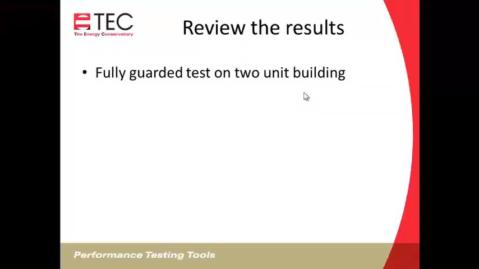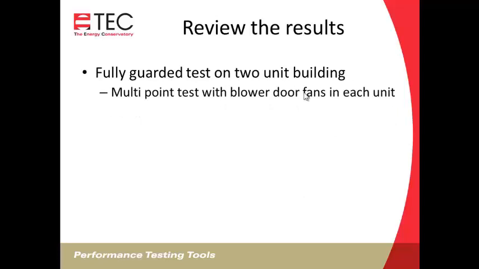Now we'll review the results we got from that test example we just used. We did a fully guarded test on a 2-unit building, is what this would be referred to. We did a multi-point test with blower fans in each unit. The total of the two, so when those two flows from the two fans were combined, we had 3838 CFM at 50.